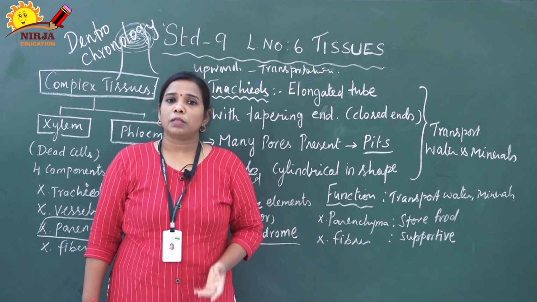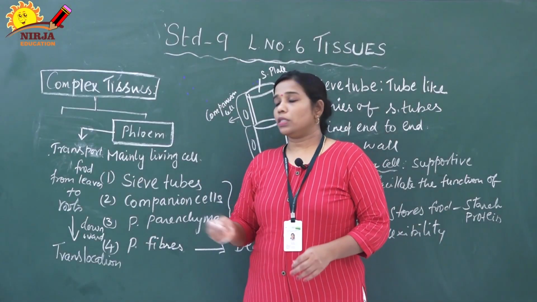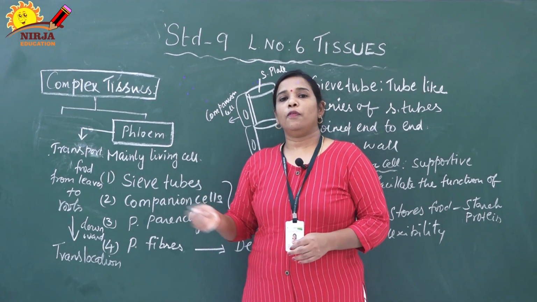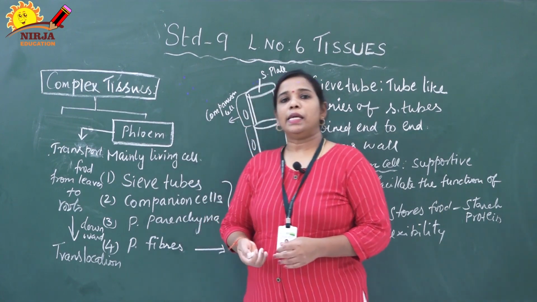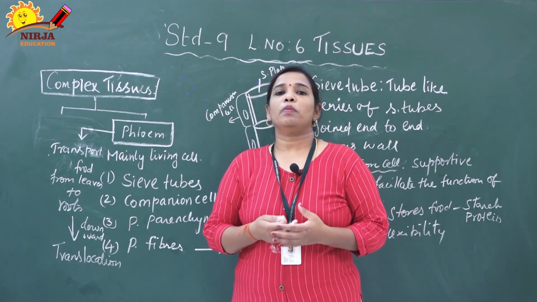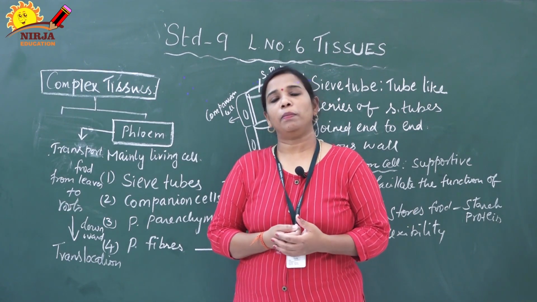Next we are going to discuss phloem. It is the second complex tissue. What is the main function of the phloem? The phloem transports food material from leaves to other parts of the plant body.